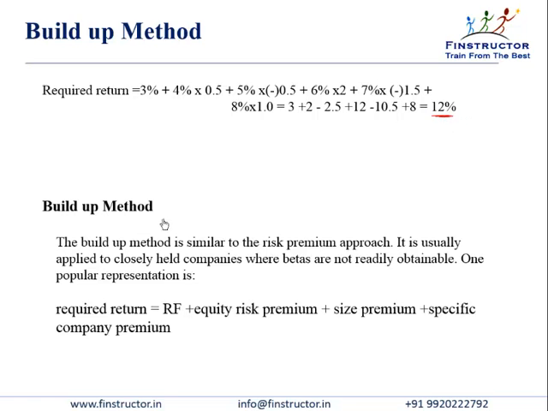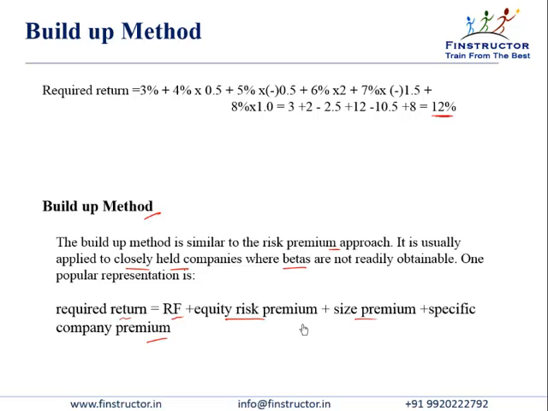The last approach is referred to as the build-up method, which is similar to the risk premium approach, and it is normally applied to closely held companies or private companies where betas are not readily available. So what we generally say is that the required return is the risk-free rate plus an equity risk premium plus a size premium plus a specific company premium. Rather than doing a beta multiplied by the average premium, we calculate it specifically for the company in question, because betas are difficult to estimate for these companies.